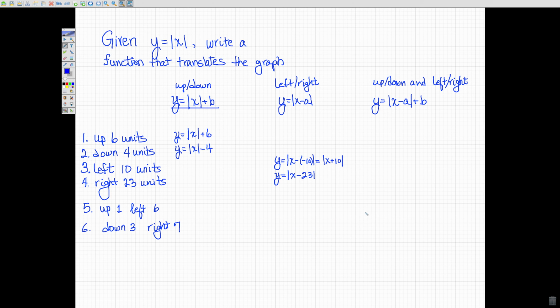Finally, if I wanted to go up 1 and left 6, I would use this third form in which we use both numbers. So start with y equals, and this is going to be x. We want to go left 6, so that's going to be x plus 6, and then up 1, plus 1. And finally, if I wanted to go down 3 and right 7, this will be y equals the absolute value of x, to go right 7, that would be minus 7, and to go down 3, that would be minus 3.